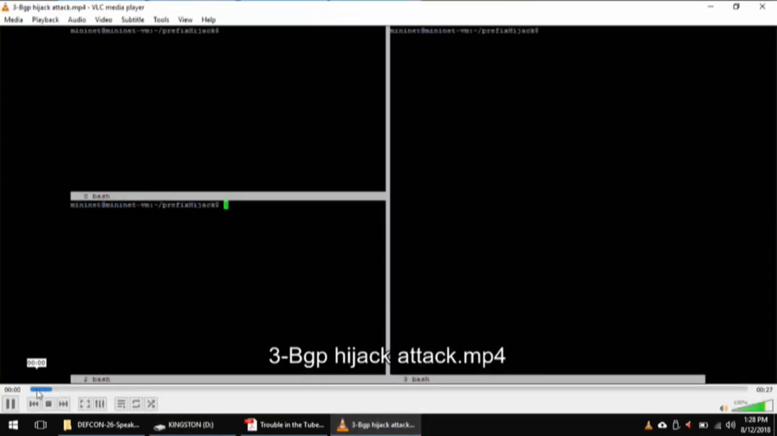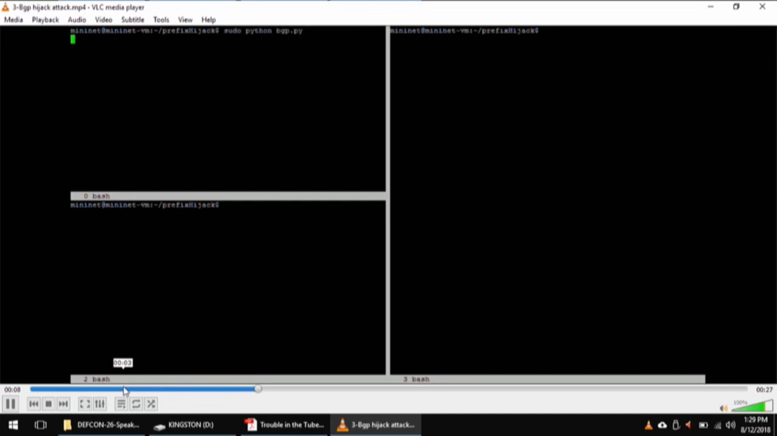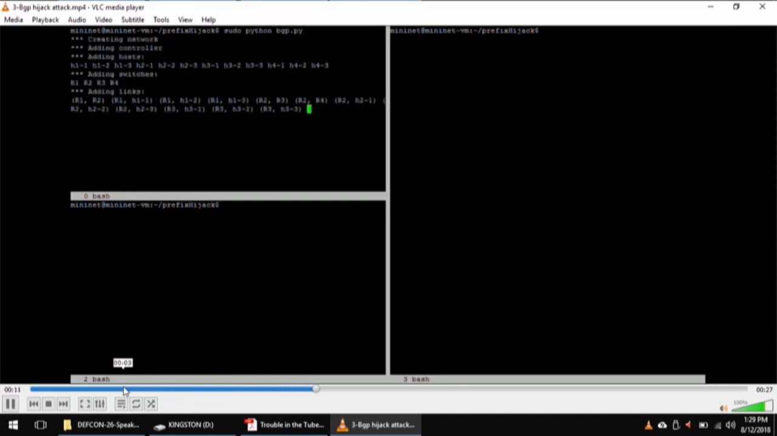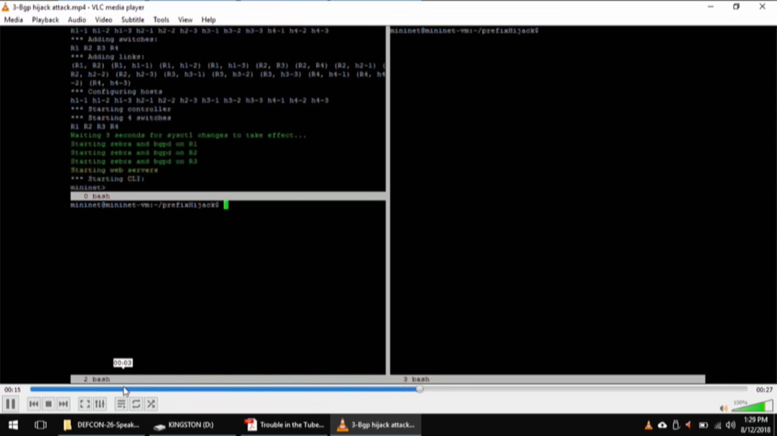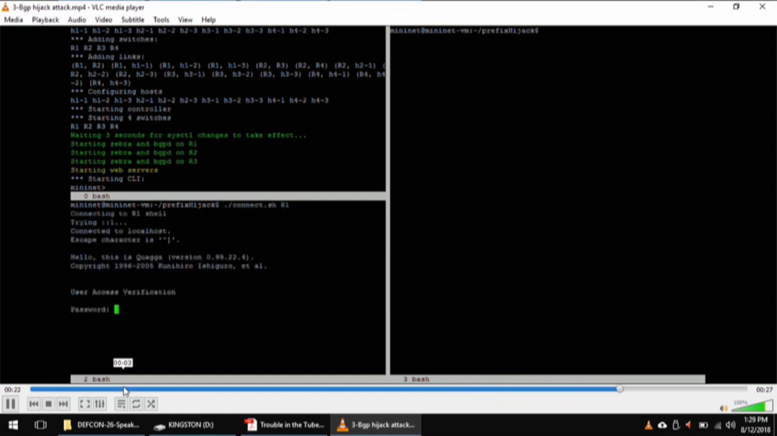Okay, so really quick. Here's our environment. Top left, we're going to start up our network. Bottom left, we're going to be controlling whether or not our autonomous systems are running. And on the right, we're going to be trying to hit our web server to see what happens.